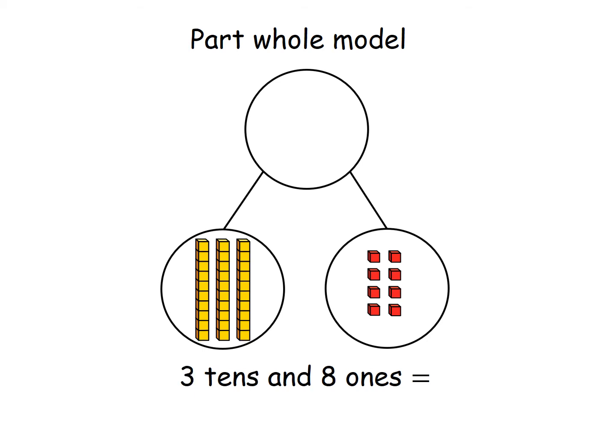What about this one? 3 10s and your 8 ones. What number does that make? You can count on from your 10s and on to your ones to help you. That number is 38. So I've shown you it in 3 10 sticks and 8 ones.